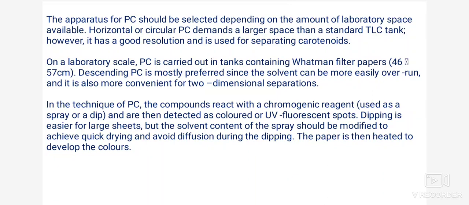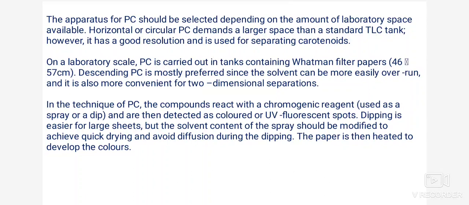On a laboratory scale, paper chromatography is carried out in tanks containing Whatman filter paper, 46 × 57 cm. Descending paper chromatography is mostly preferred since the solvent can be more easily overrun and is also more convenient for two-dimensional separations.